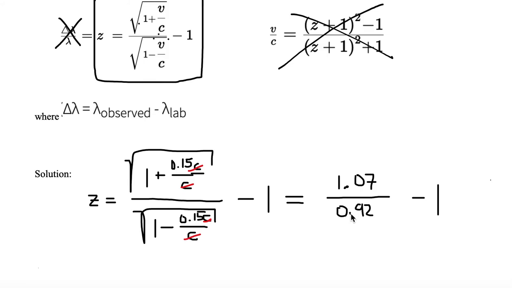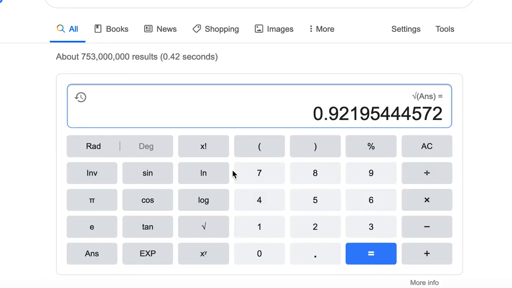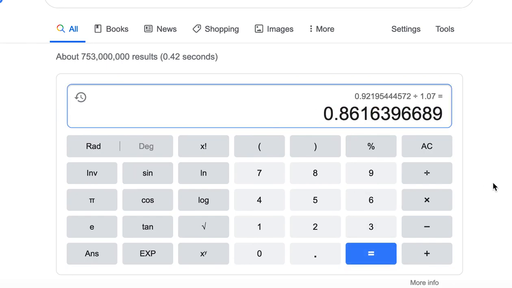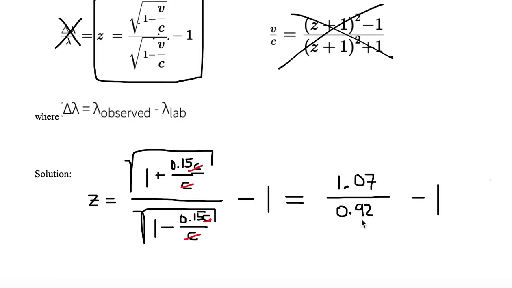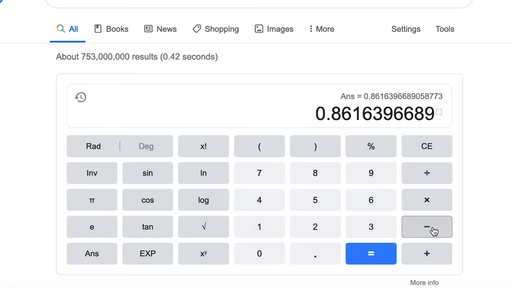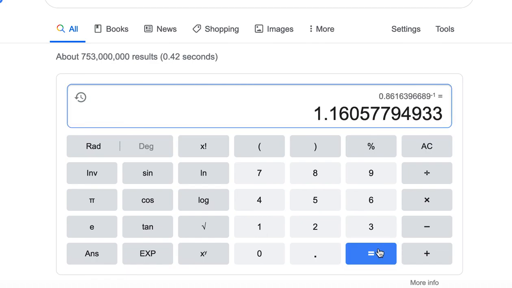So now we have 1.07 divided by 0.92 minus 1. So I'll show you a trick here. We already have 0.92 in there. Let's divide by 1.07. So we hit divide by 1.07, equals, and we have a value that's the inverse of what we want. We want 1.07 divided by 0.92, but we took 0.92 and divided by 1.07. So we have to hit the x or the y button and say minus 1. We want to invert it, and we get a value of 1.16.